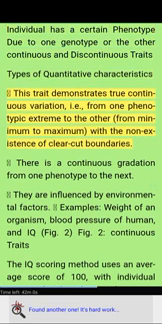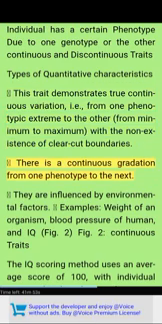Types of quantitative characteristics. This trait demonstrates true continuous variation, i.e., from one phenotypic extreme to the other, from minimum to maximum, with the non-existence of clear-cut boundaries. There is a continuous gradation from one phenotype to the next. They are influenced by environmental factors. Examples: weight of an organism, blood pressure of humans, and IQ. Figure 2, continuous traits.